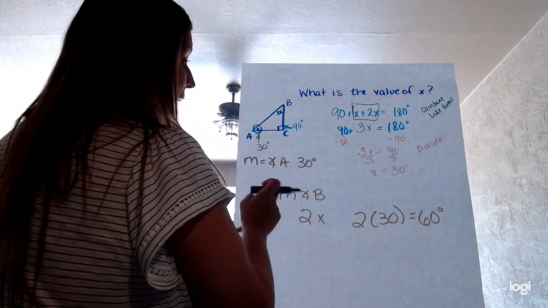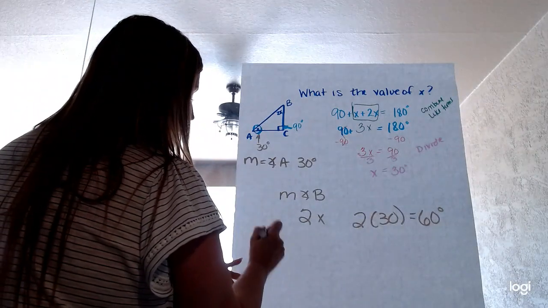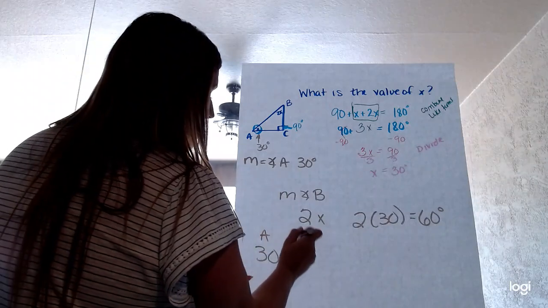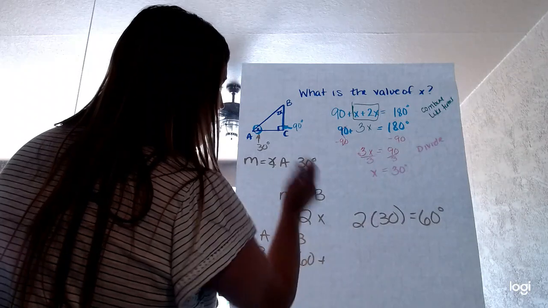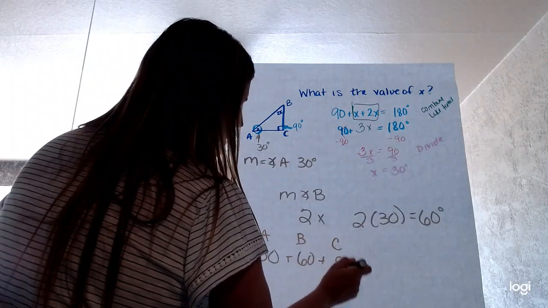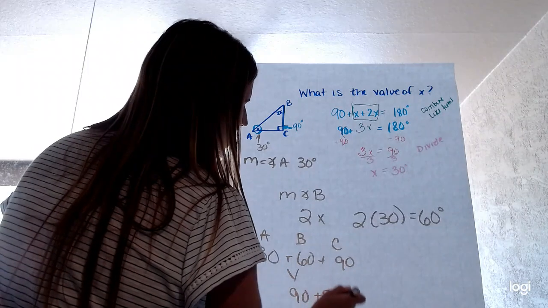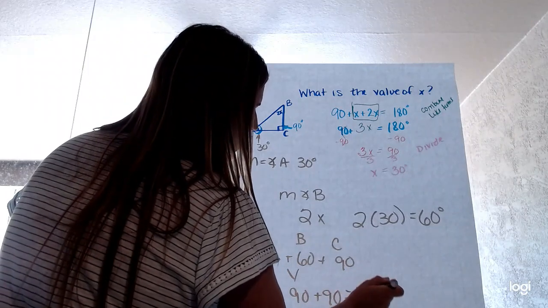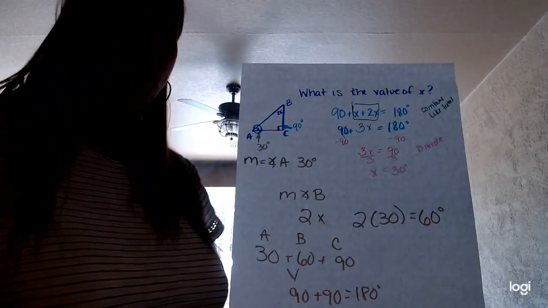And if I add it all up, let's see if it works out. X is 30, so this is measure of angle A. B is 60. And C is 90. 30 and 60 is 90, plus 90, and I have 180 degrees. Whoa. It looked really hard, didn't it? But with your fabulous minds and your fabulous teacher who guided you through it, you guys could do it.